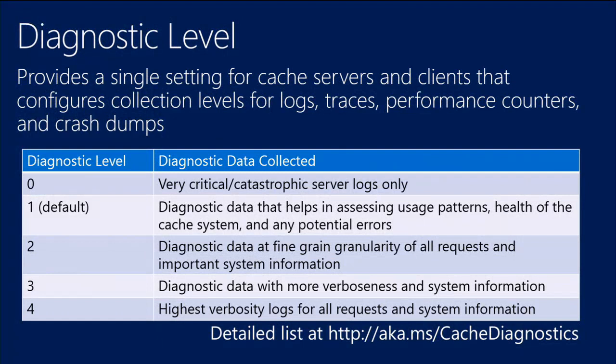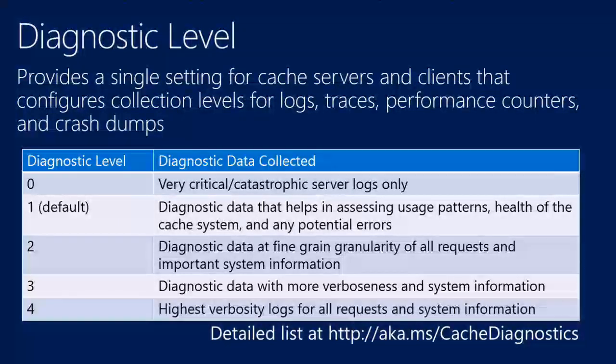The first thing we're going to take a look at, and this is really cool, is that with the release of Windows Azure Caching in 1.8, there's now a single diagnostic level that you can configure within your application. When you set that one diagnostic level, it gives you a pre-configured set of performance counters, traces, event logs, and crash dump settings that you can use. In the preview of Windows Azure Caching, you had to set the performance counters here, the crash dump settings here, the logs here, and the traces here. Now you've just got a single setting, and this chart lists what diagnostic data is collected for each of the levels.